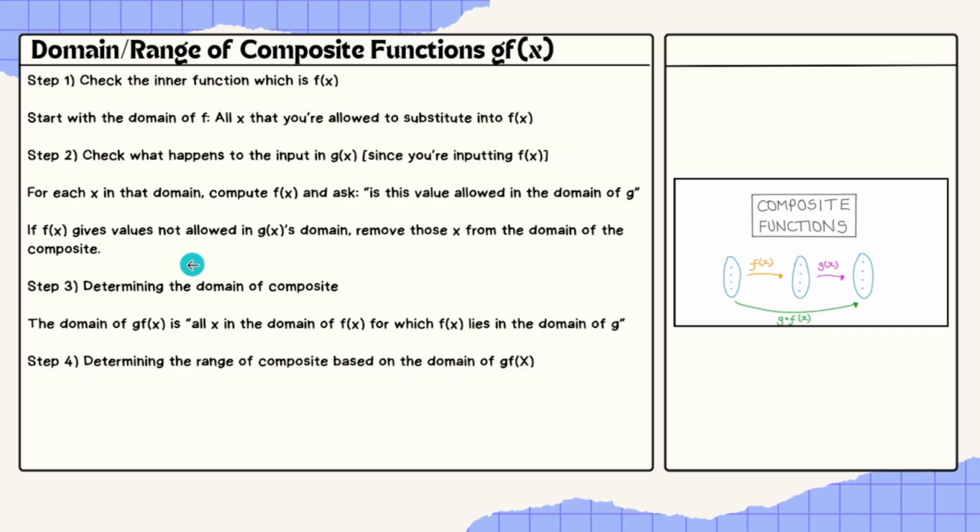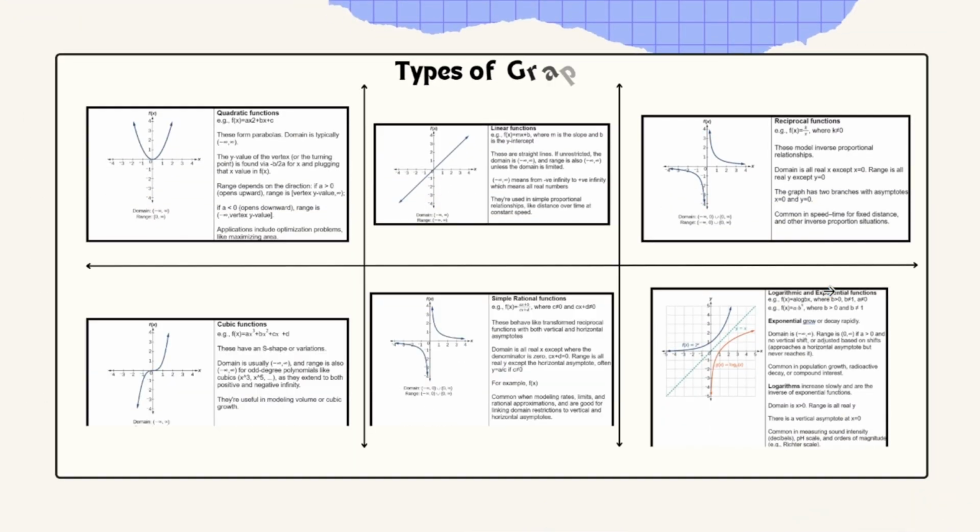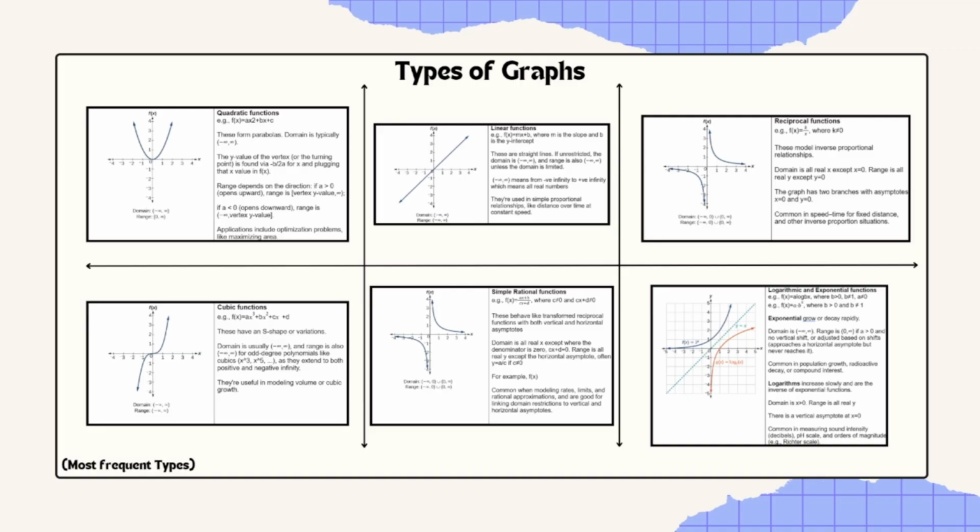Step 3 is determining the domain of the composite function. The domain of gf of x is all x in the domain of f for which f of x lies in the domain of g. And step 4 is determining the range of the composite based on the domain of gf of x. Now, moving on to the types of graphs that you can have for additional math.